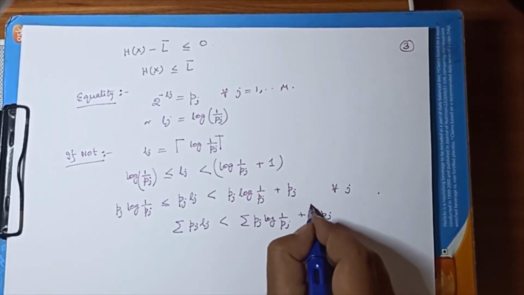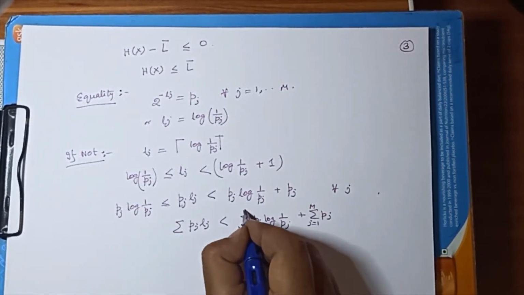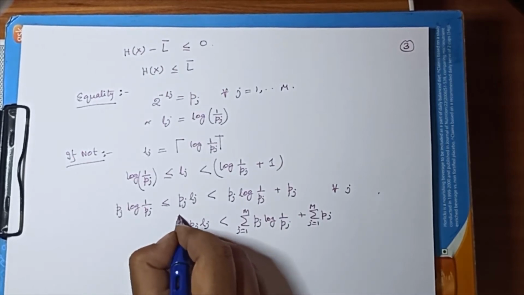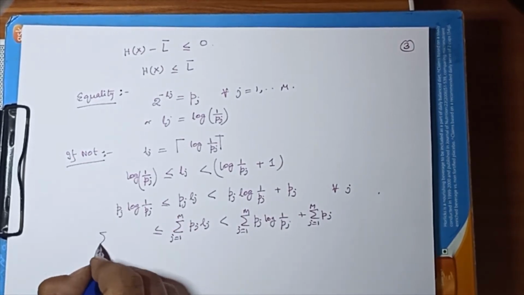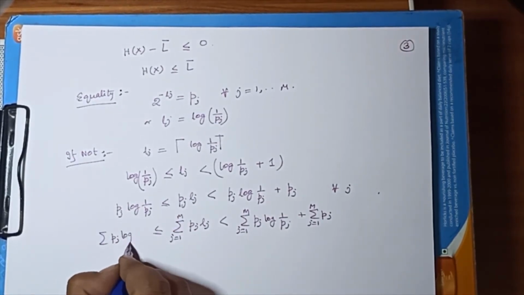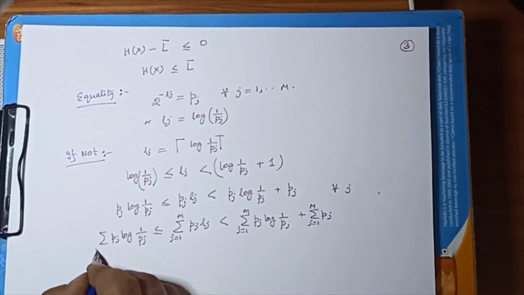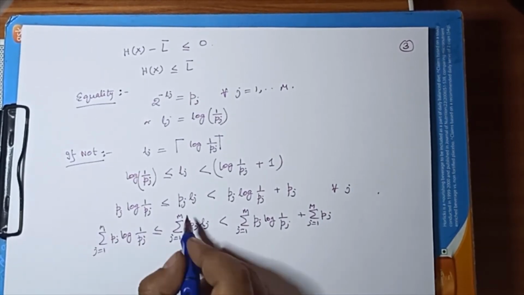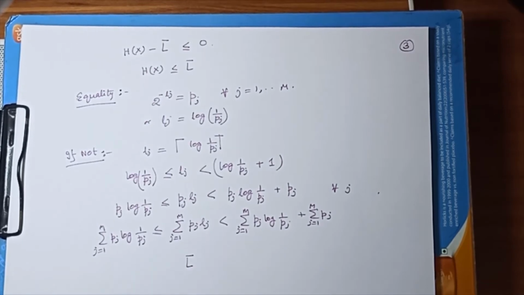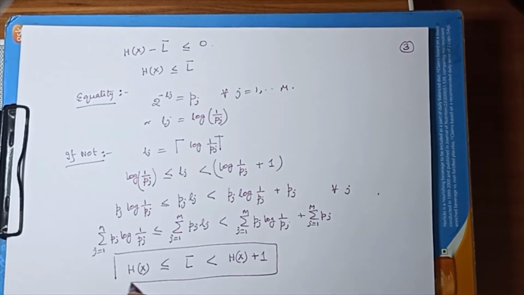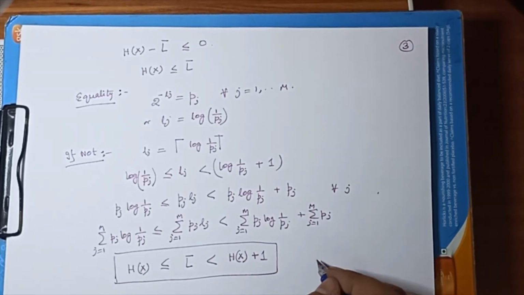Summing over j is equal to 1 to m, what is this? This is Hx plus 1 and this is Hx. So that is my inequality, the bounds are established. So this is done.